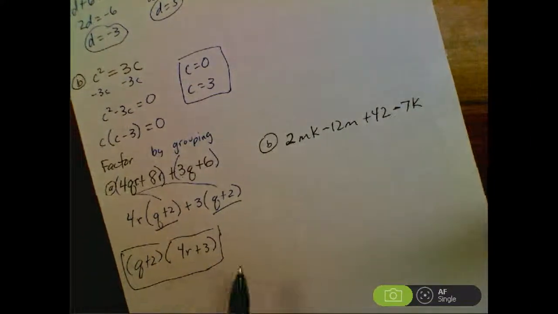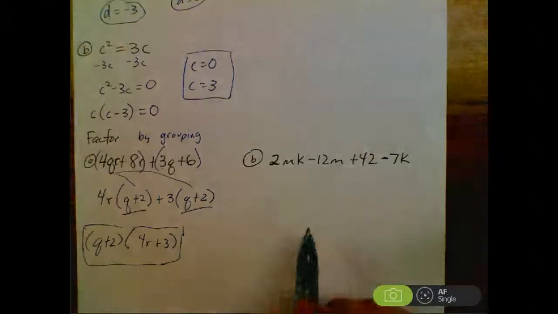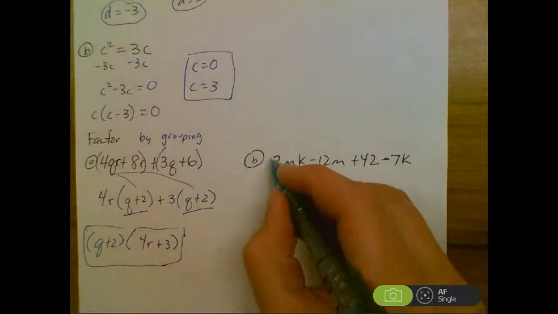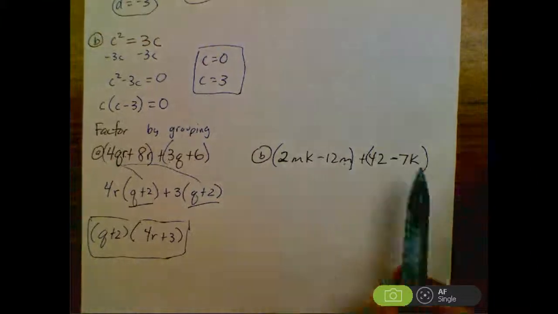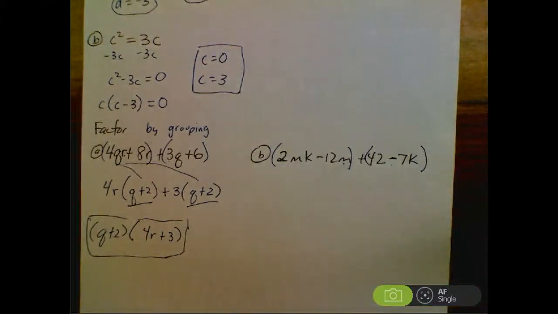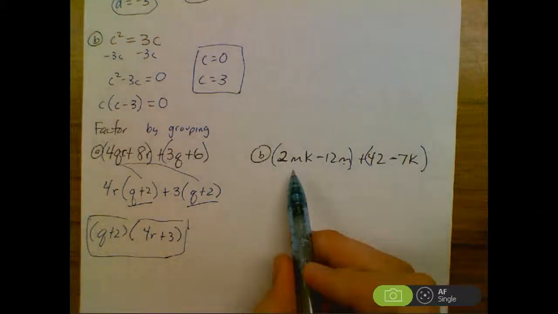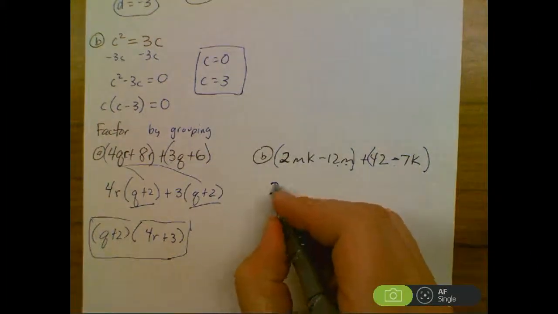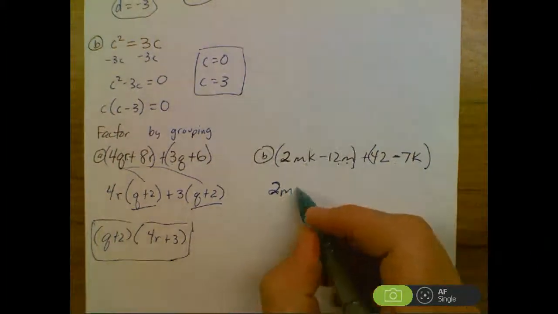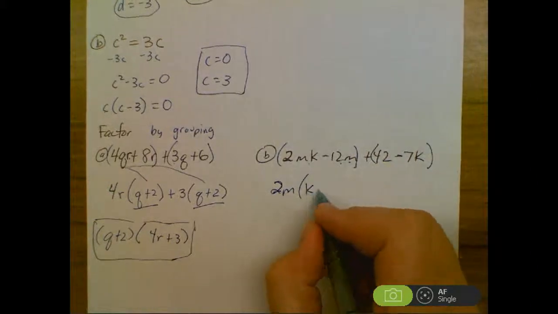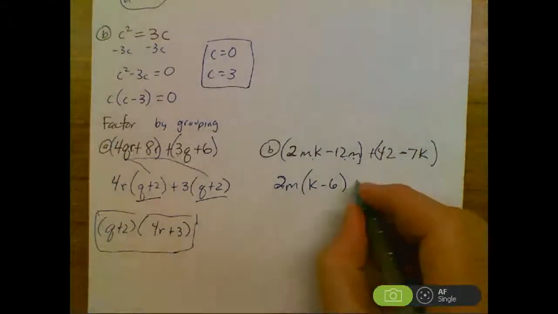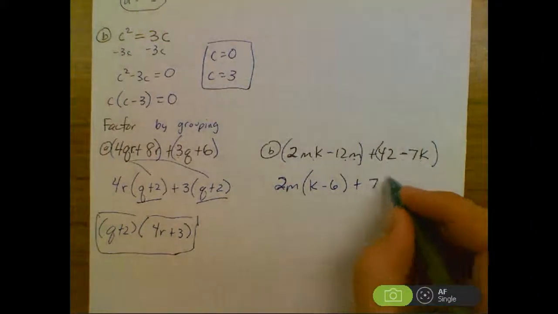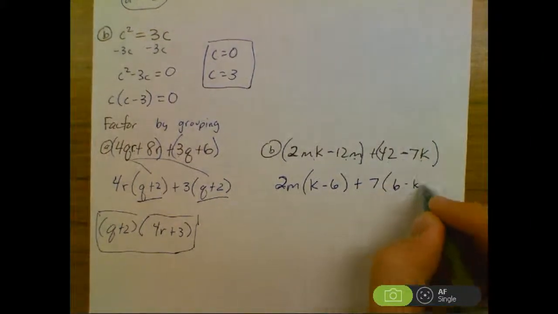This is a lot harder for students to see, but I'll start you out with the next one and then pause it and see if you can do it. Group these two and these two together. What do these two have in common? Factor that out. What do these two have in common? Factor that out. I'll pause it here. Well, they both have a 2 in common and an m. And here we have k minus 6. And then plus, these both have a 7 in common, 6 minus k.